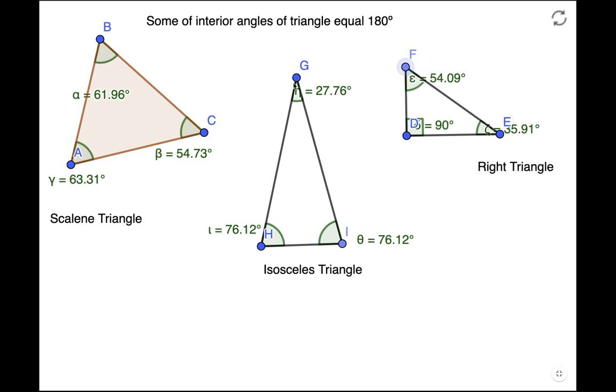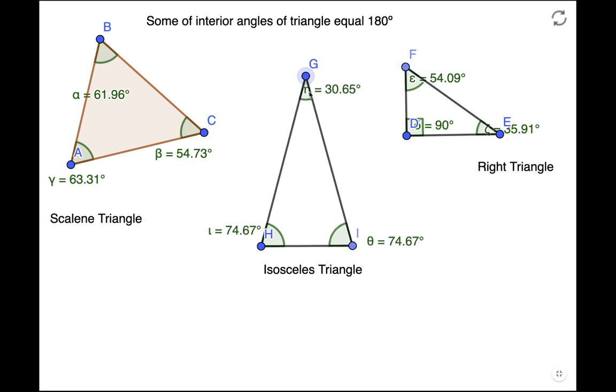Just 90 minus 54.09 gives us the 35.91. The hardest one is the isosceles triangle. The isosceles triangle has two angles that are always the same size, and two sides that are always the same length. Again, we're not focusing on length right now. We're just going to focus on the angle measures, which makes it nice because if you're given one of the two angles that are congruent, you automatically know the other one because they're the same size.